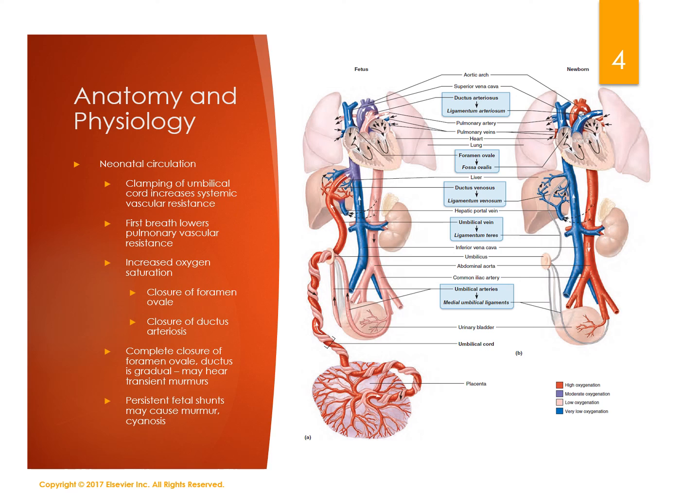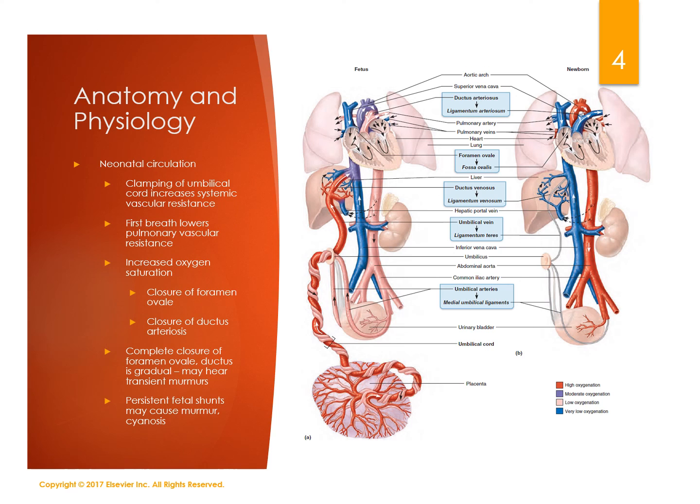In neonatal circulation, once we clamp the umbilical cord, that increases the systemic vascular resistance because we're cutting off the blood flow from the placenta. The first breath is going to lower the pulmonary vascular resistance, and that's going to result in increased oxygen saturation. Once that occurs, we have the closure of the foramen ovale, and the ductus arteriosus should close as well. Sometimes, however, those don't happen.